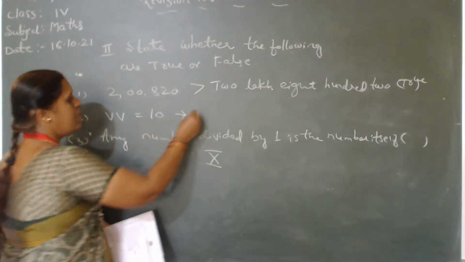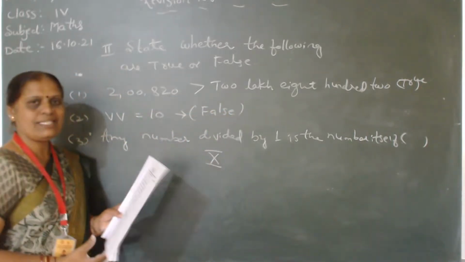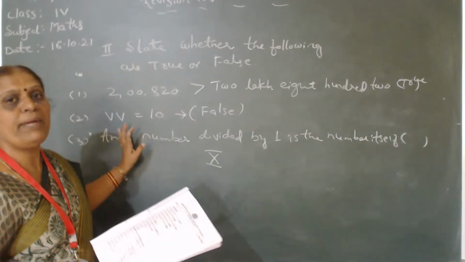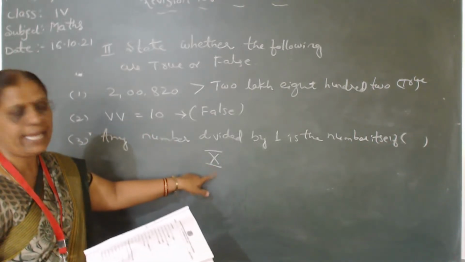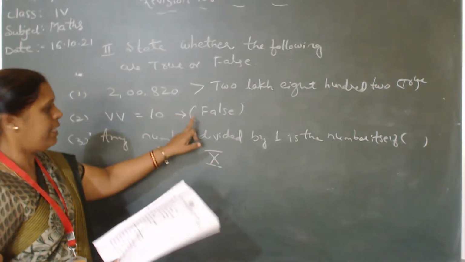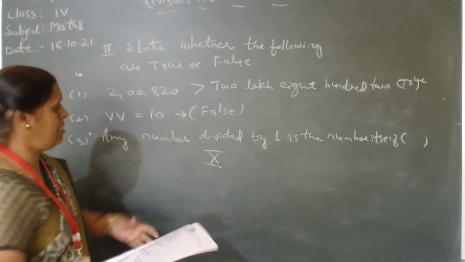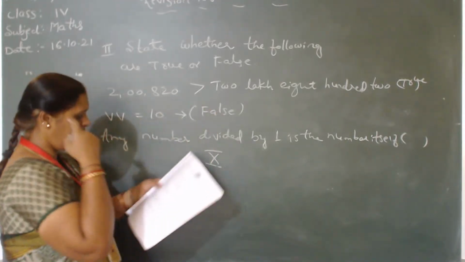So this is false. In Roman numerals, what is the rule? V should not be repeated. So we will write X. X will indicate 10. So VV is false. For 10 we have to use X. So VV equal to 10 is false.